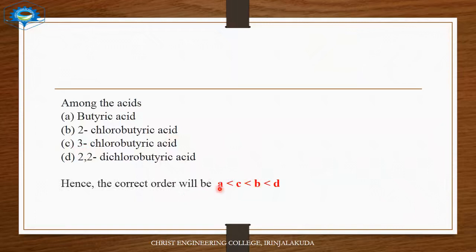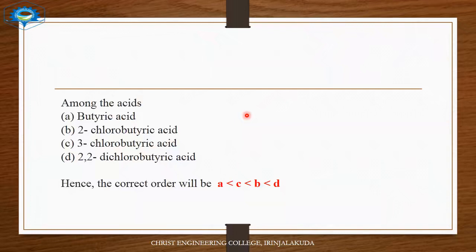So what will be the order? The least is for A. Then comes C, less than B. The final one is D. So A, C, B and D. It's our answer. So consider three conditions.